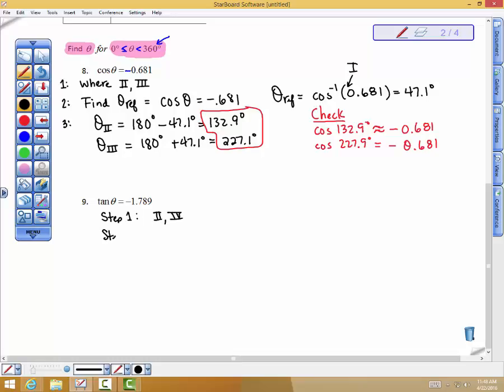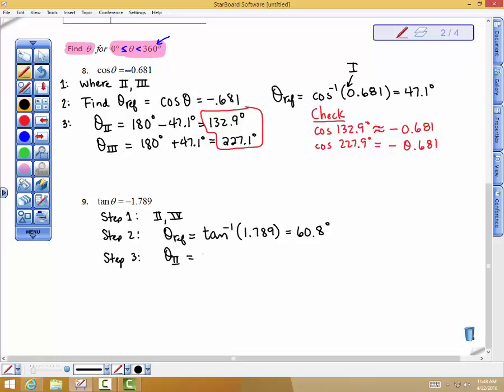Step number 2, find a reference angle. To find a reference angle, we're going to go second tan. That's what we tell our calculator. Go in the calculator, go second key, tangent key, and just put the 1.789 so that it will give us an acute, a small, less than 90 degrees reference angle. Step number 3, because this can happen in two places, use our formulas.